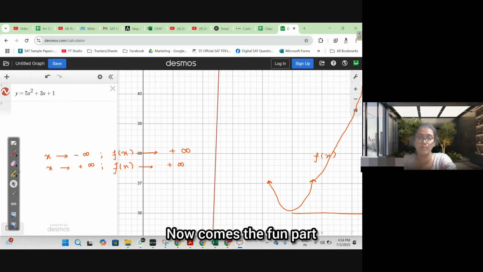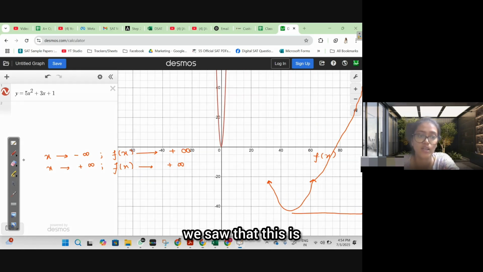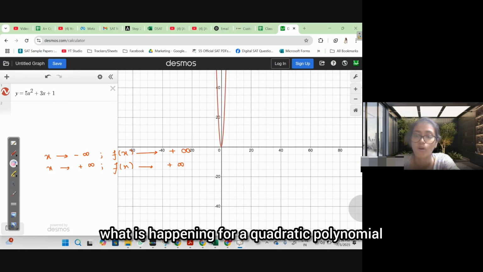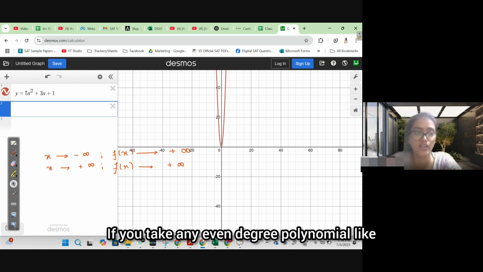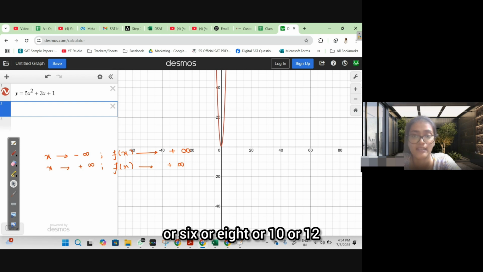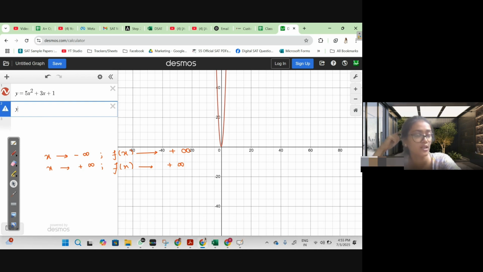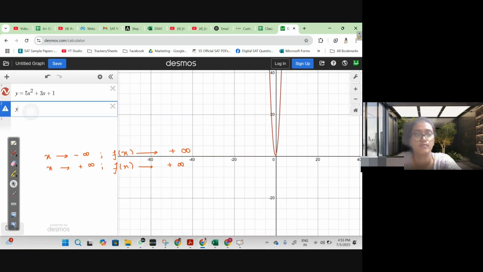Now comes the fun part. So we saw that this is what is happening for a quadratic polynomial. If you take any even degree polynomial, like a 4-degree polynomial or 6 or 8 or 10 or 12, just take an even degree polynomial, you will see the same behavior. Isn't that fascinating?